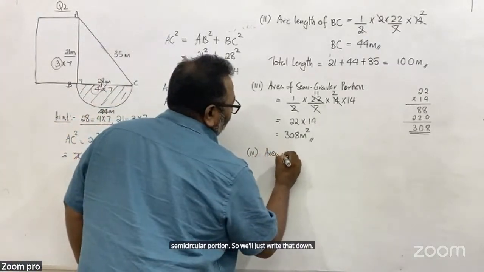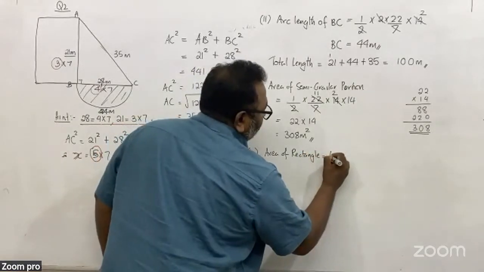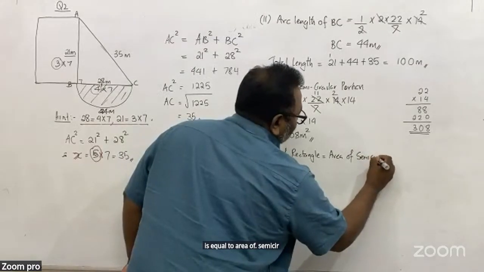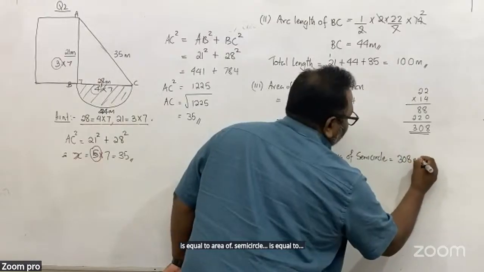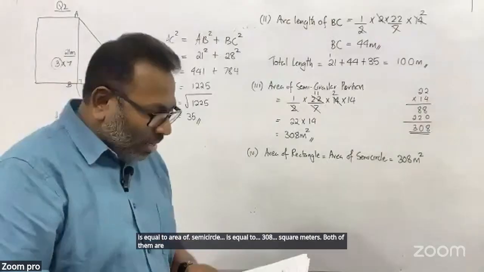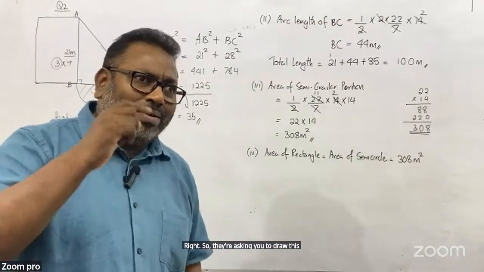So area of rectangle is equal to area of semicircle is equal to 308 square meters. Both of them are equal. Right. So they're asking you to draw this sketch with the measurements.